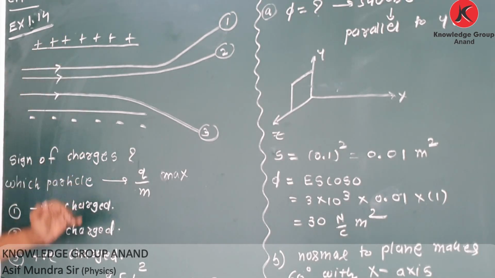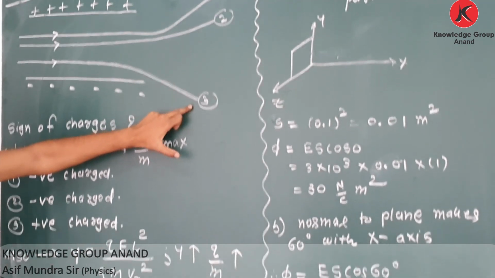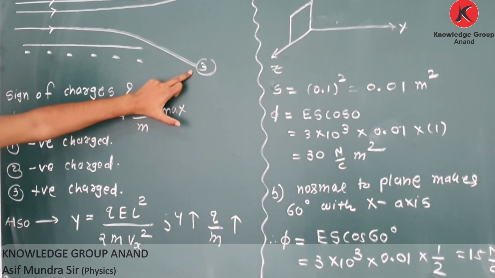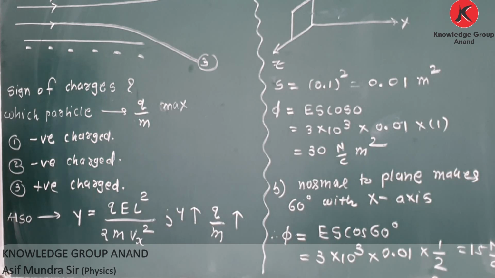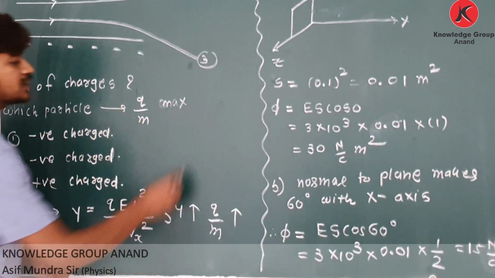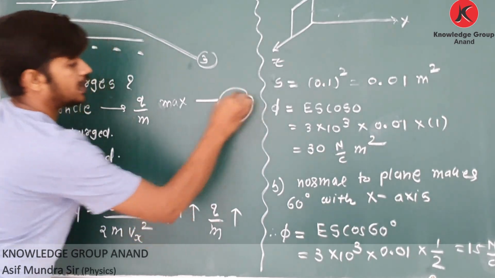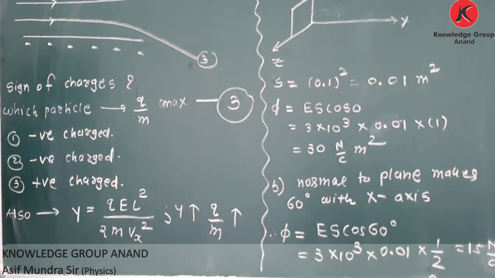From the figure we can say that for this third particle the deflection is maximum. So for this third particle the Q upon M ratio is also maximum. So which particle has the maximum Q upon M ratio? The third particle, because its deflection is more. Clear? This was exercise 1.14.